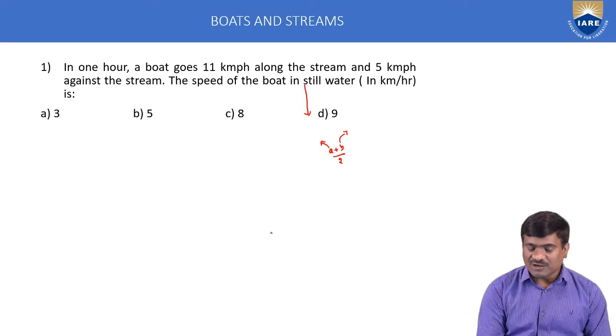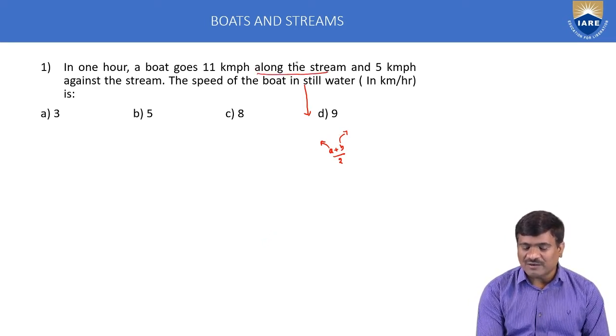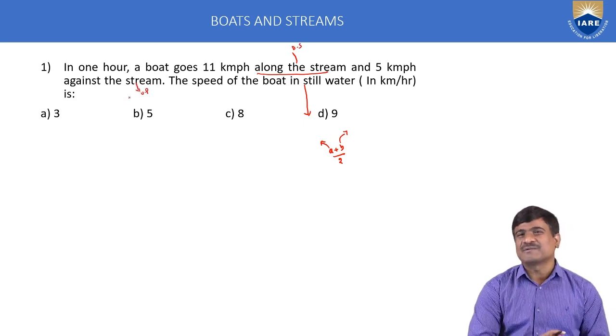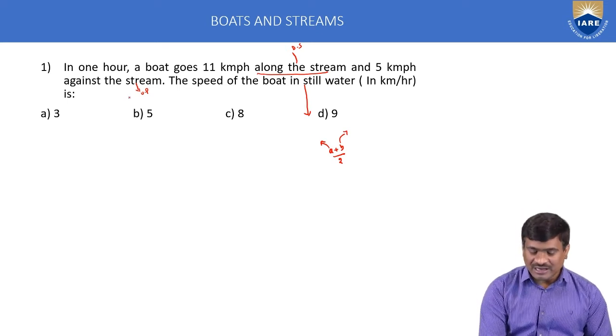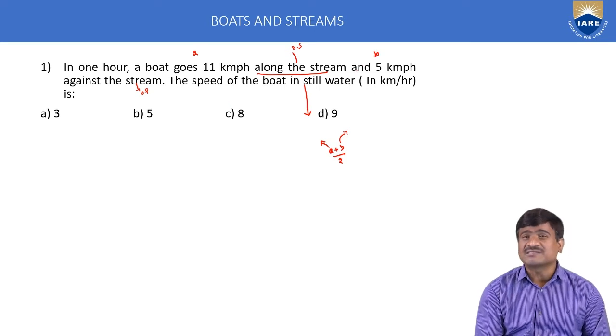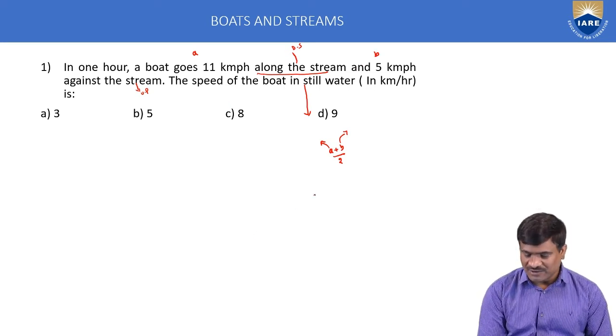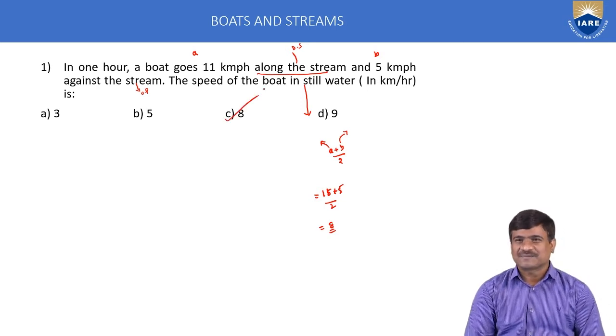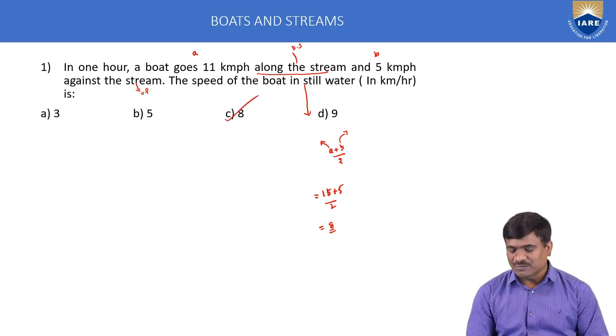Along the stream is called downstream, against the stream is called upstream. Indirectly the statements are given. Here a is equal to 11 and b is equal to 5. The problem is a plus b by 2, where a is 11 and b is 5. Then 16 by 2 is equal to 8 km per hour. Option C only is correct. First example, option C.